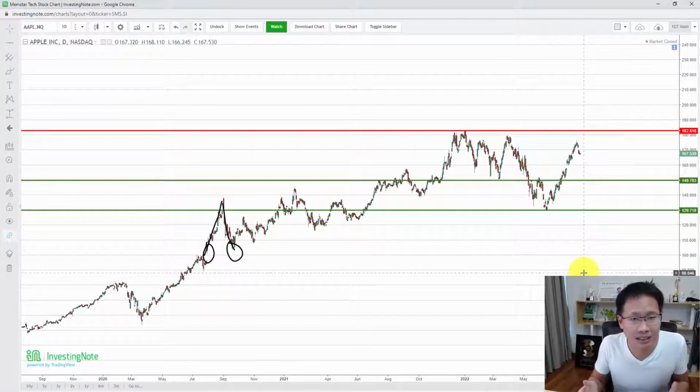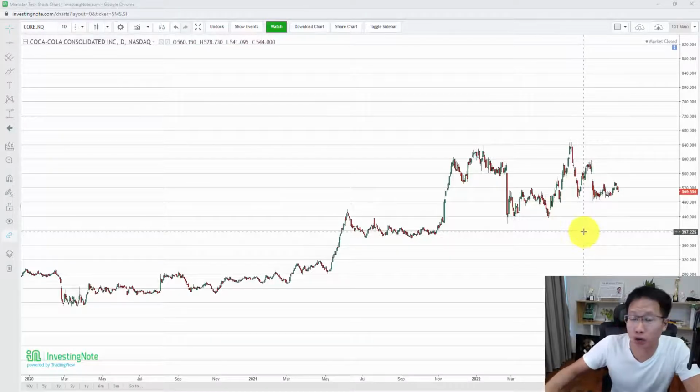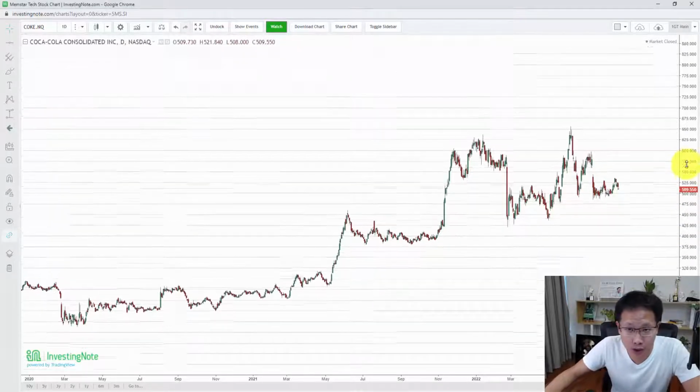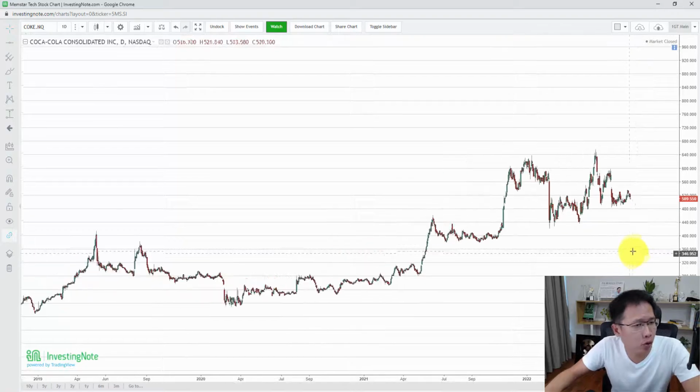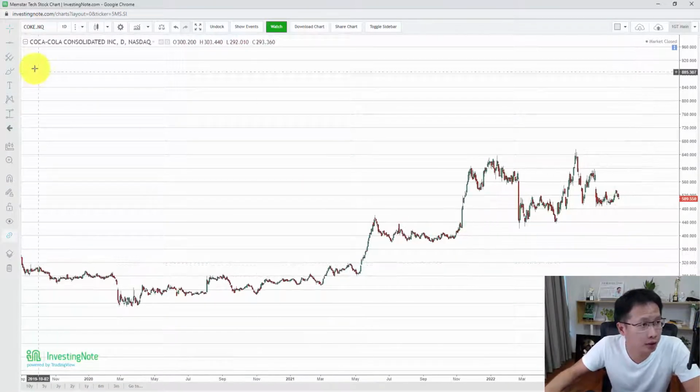So let's take a look at a few more case studies, and then we move on into how we make use of these lines for entry and exit. Okay, so this would be Coke, Coca Cola. I think one of those really fundamentally strong stocks in the US market, trading at about 509. So let me draw these lines for you to show you what I mean. How do we do it? And you can go into practice as well.